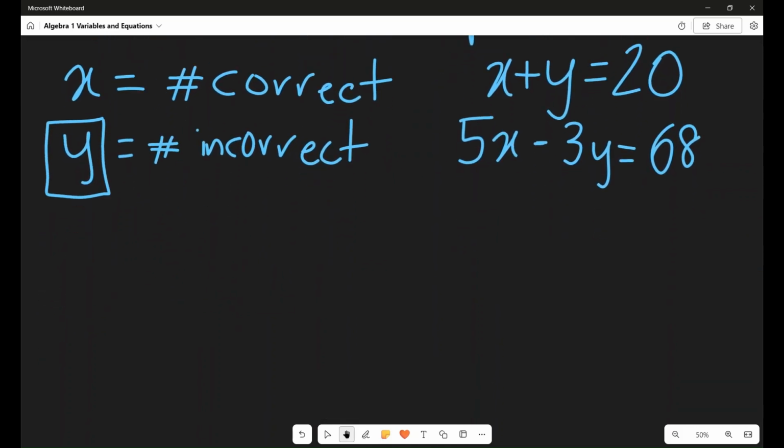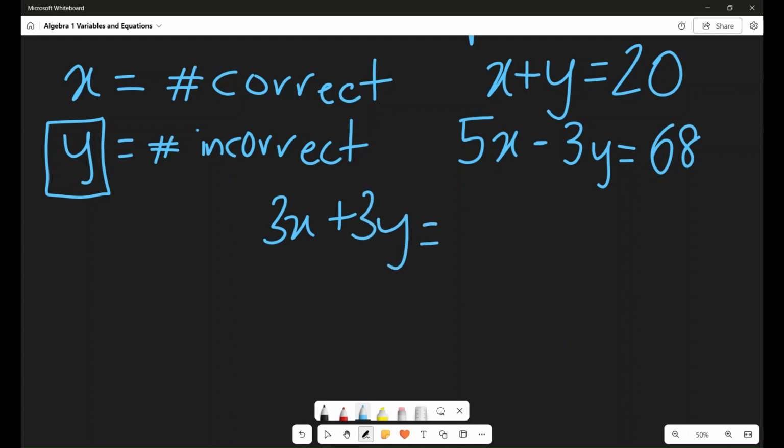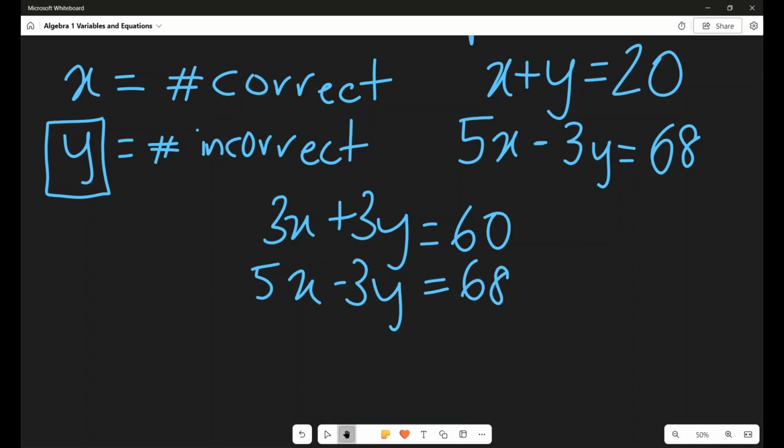Now we will have a video on systems of equations, but just for reference here, when we have something like this, the easiest thing to do is elimination. So we'll multiply the first equation by 3, so we get 3x plus 3y equals 60, and then we have the second equation remaining the same. That's equal to 68.